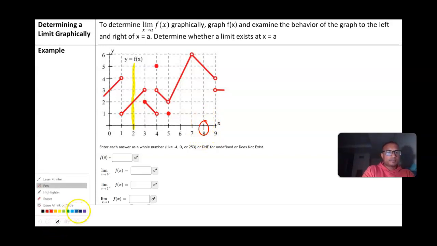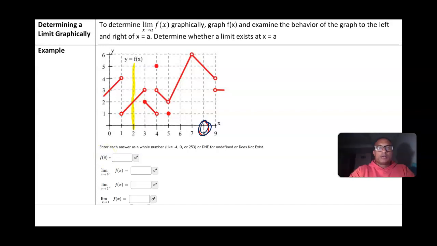I'm going to use a different color. We're only going to focus on this point, on this value of x. For the first example, we're going to look at what happens to the graph as x approaches 8. If a limit exists, it's going to approach the same value from both sides. So at 8, if I look from the left side and the right side, it's approaching 5.